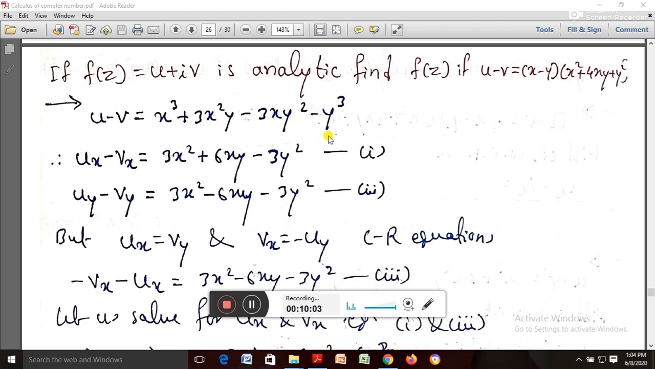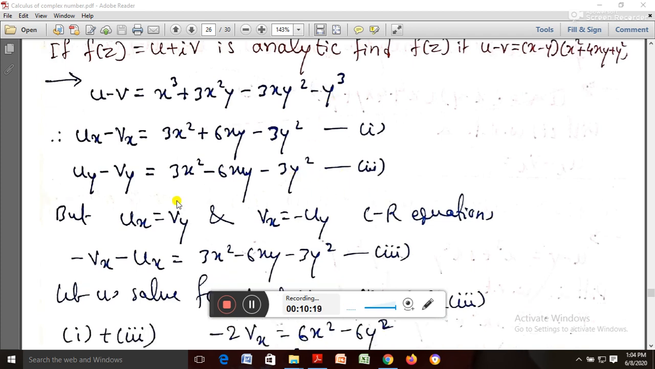Differentiation of y cubed with respect to x is 0. Differentiating with respect to y, ∂u/∂y minus ∂v/∂y: the x cubed term is 0, with respect to y the second term gives 3x squared, the third gives minus 6xy, and the last gives minus 3y squared. Equation number 2. So convert uy and vy in terms of ux and vx by using the CR equations: ux is equal to vy and vx is equal to minus uy. Therefore equation 2 becomes minus vx minus ux equal to 3x squared minus 6xy minus 3y squared. Equation number 3.